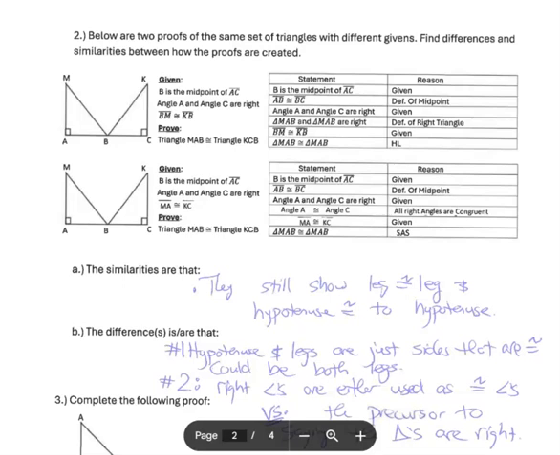What is the main difference? The hypotenuse and legs are just sides that are congruent, could be both legs. And then number two, the difference is the right angles are either used as congruent angles or they are the precursor to the triangles being right.